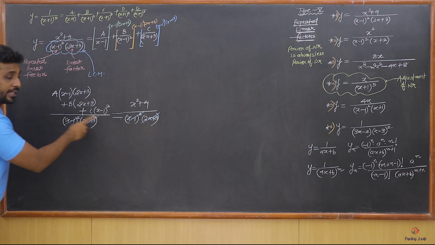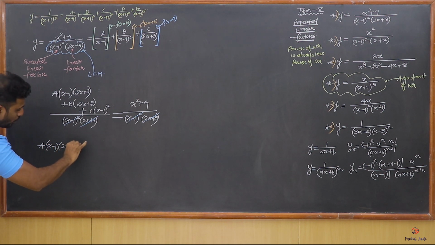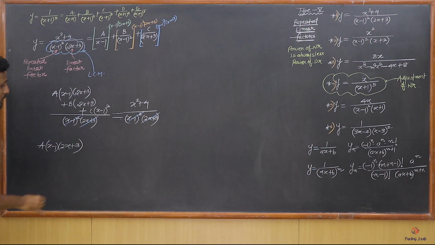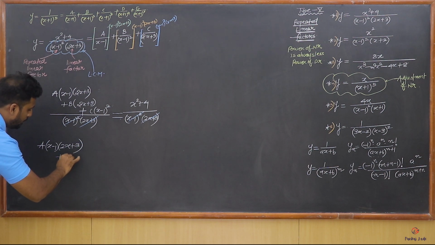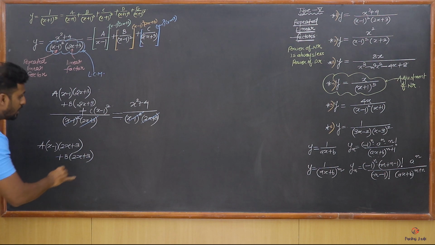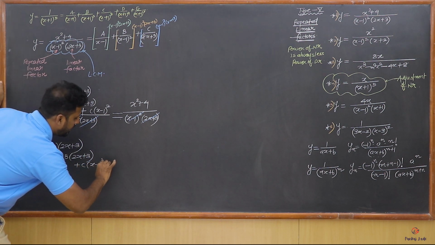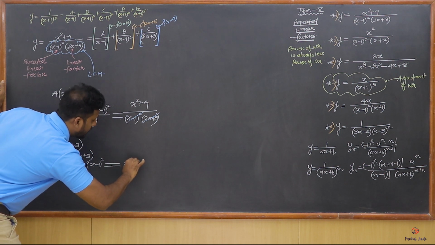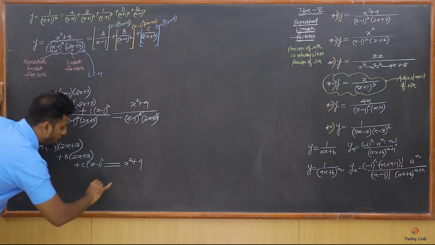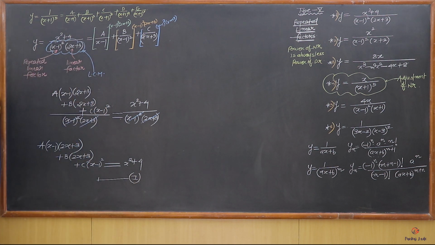In the next step I'm going to write the equation now, students. So the next step, I get the equation as a into (x minus 1) into (2x plus 3). That's my first term. Then plus b into (2x plus 3), that's my second term, and plus c into (x minus 1) the whole square is equal to x square plus 4. So I'm going to call this as the first equation, isn't it?